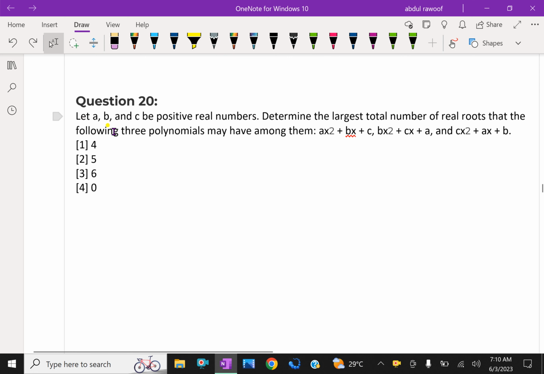Look at this example. Let A, B and C be positive real numbers. Determine the largest total number of real roots that the following three polynomials may have among them: AX squared plus BX plus C, BX squared plus CX plus A, and CX squared plus AX plus B.